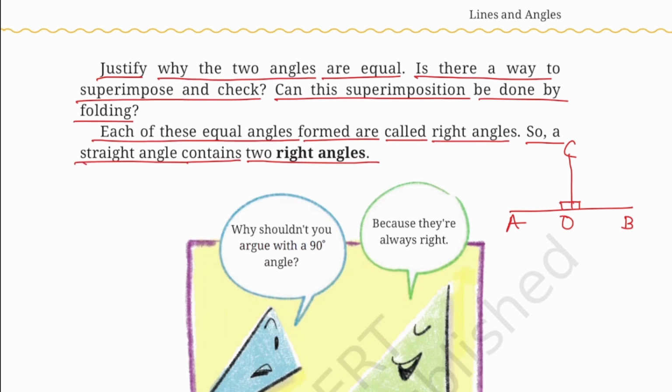So you can say a straight angle contains two right angles. You can see it here.